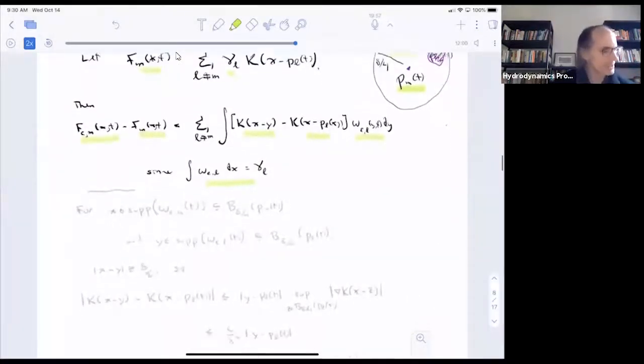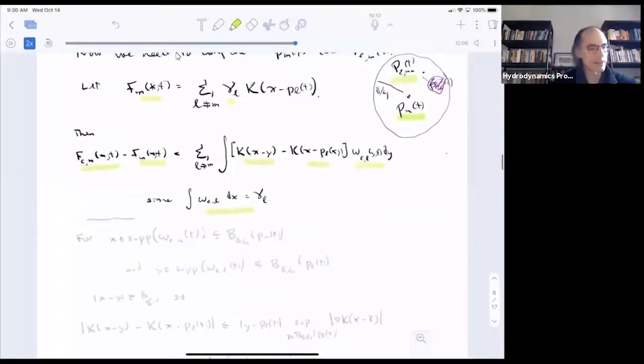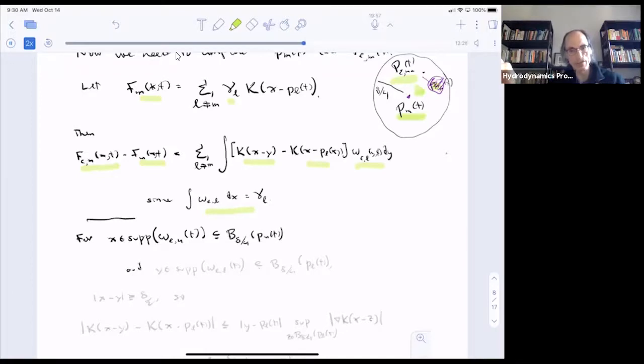And so my situation is I'm considering a point x over here someplace in the purple region, actually in the support of the mth blob, and I consider a point y who's in the support of a different blob. And so I know they're kind of far away from each other. And what I want to argue is that if the other blobs are close to where they should be, then the velocity field, capital F epsilon m, the background flow, is close to what it should be.